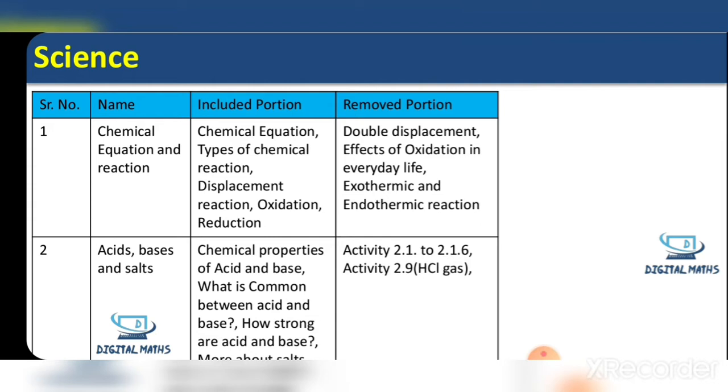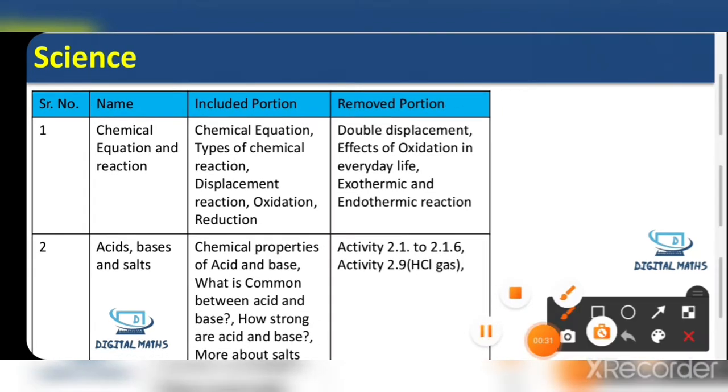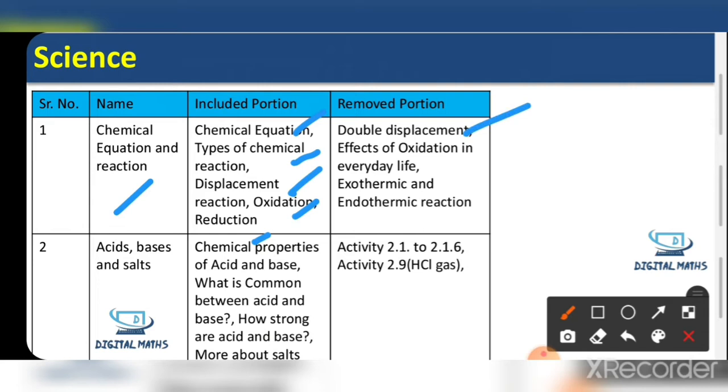First, in chapter number 1, we have to see which is included and which is excluded. Chemical equations, types of chemical reactions, displacement reaction, oxidation reaction and reduction reaction are the included portion. Which is the removed portion? Double displacement reaction, effect of oxidation in everyday life, exothermic reaction and endothermic reaction. It is a very important topic removed from our syllabus. Every year many questions are asked from this topic.